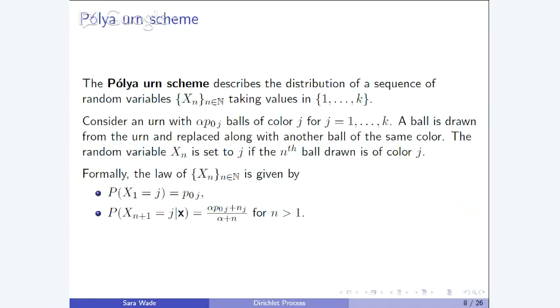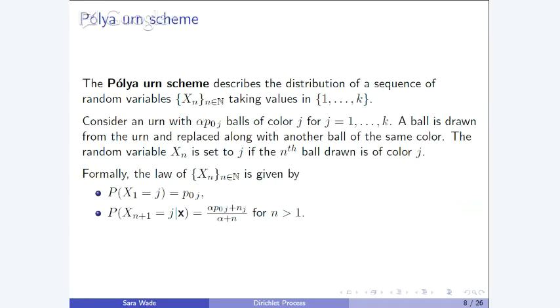Okay, so the law of this sequence is given by this term here. The probability that x1 is equal to j is just the total number of balls of color j divided by the total number of balls in the urn. The probability that x2 is equal to j2, given x1 is equal to j1, is just equal to the total number of balls in the urn of color j2.